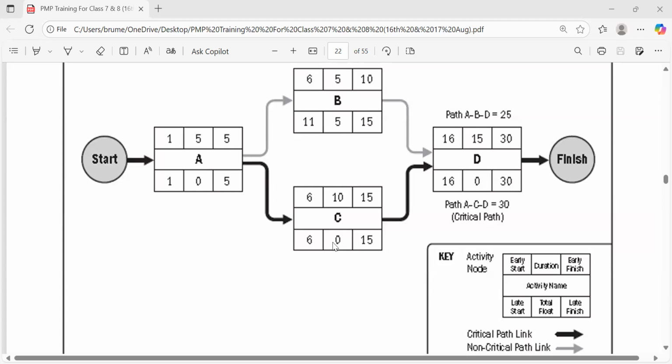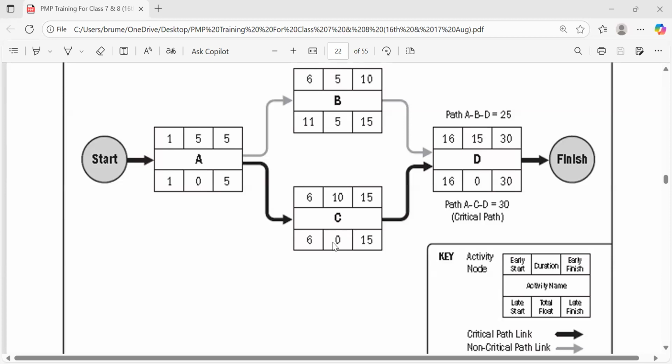Yep. So if you must take a path between these 2 paths seriously, which path would you give the most attention? A, C, and D, which is the longest. Now we use another terminology called the float. Another word for the float is the slack. Another word for the slack is the playing time.